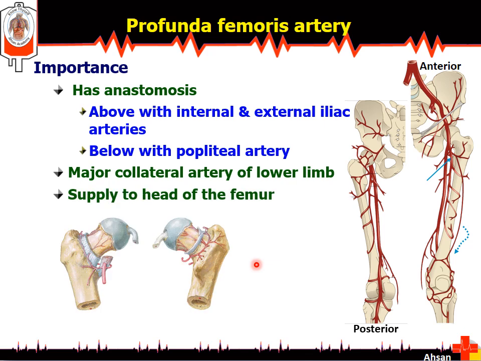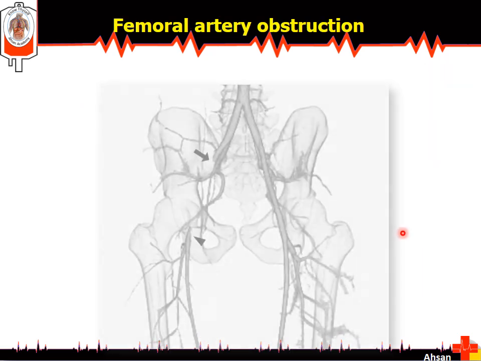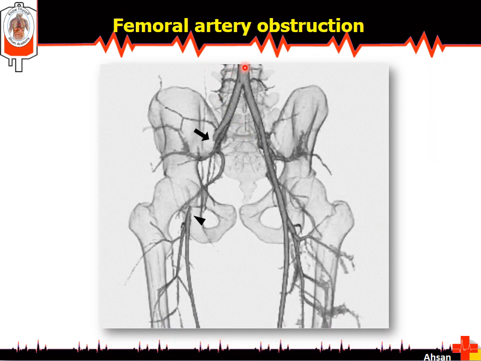Another important thing is its major supply to the head of the femur. Two clinical aspects will be discussed subsequently. One is the collateral route, another is the supply of the head of the femur. So you can see this is the aorta, common iliac. This branch is going deeper. So the internal and external iliac arteries are there.